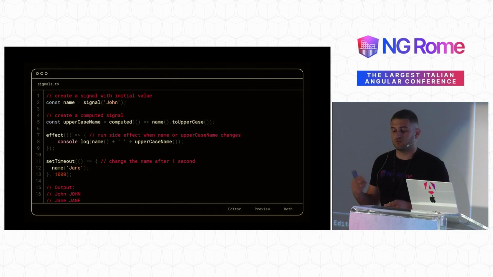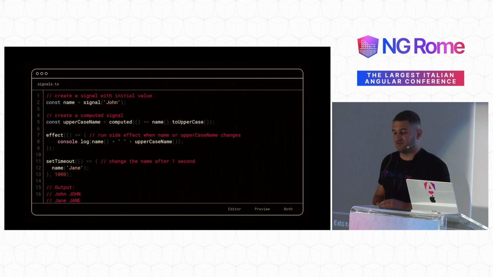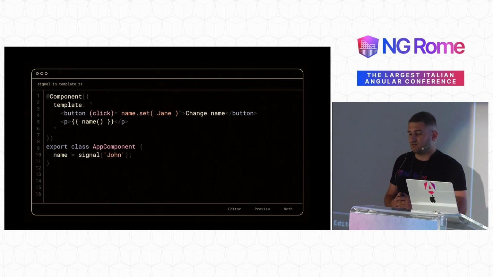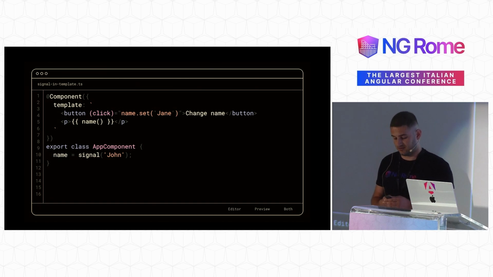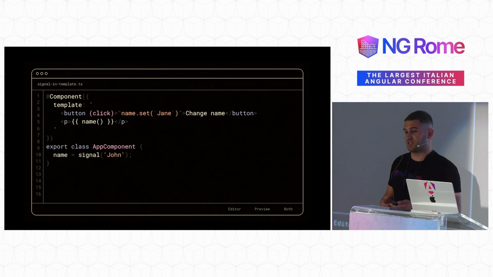And of course, we will see two outputs, first John and then Jane, because of the effect. But we can use those signals inside Angular templates. And you can see that we have called that name as a function. We were used to saying that it's not OK to call a function in the template because it's bad for performance. But we see that signals do that now.